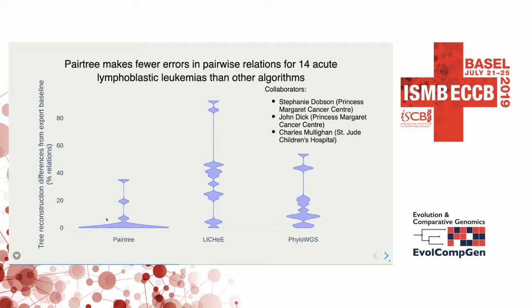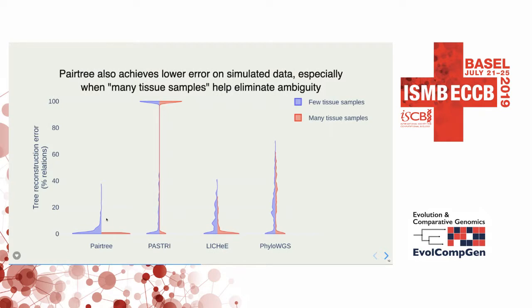Now, of course, this is kind of a biased evaluation because we're evaluating relative to this baseline that we have provided. So we can also evaluate on simulated data. So we did several hundred simulations where we're generating with lots of different characteristics of trees and asking how well, again, can we recover those pairwise relations via our trees relative to the ground truth tree. What we see is that Pairtree does really well, especially in the case where you have many tissue samples, where you have 30 or 100 tissue samples providing different estimates of these frequencies of mutations. Other algorithms don't do as well.